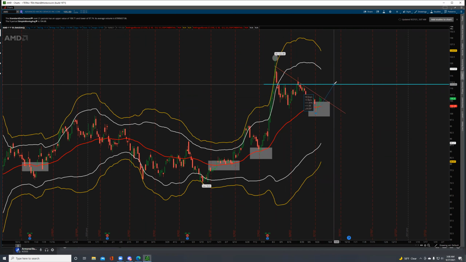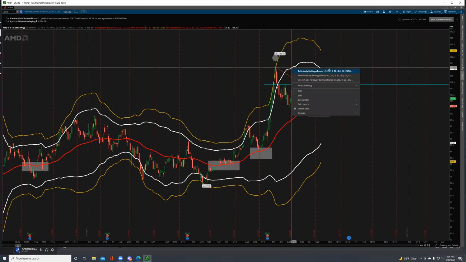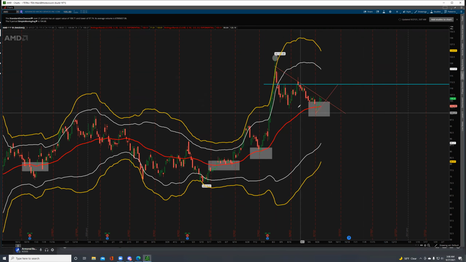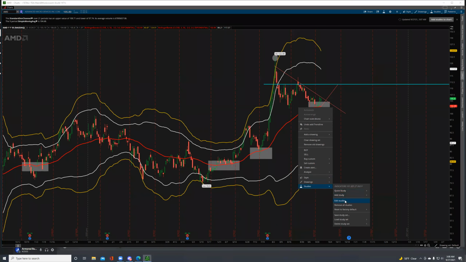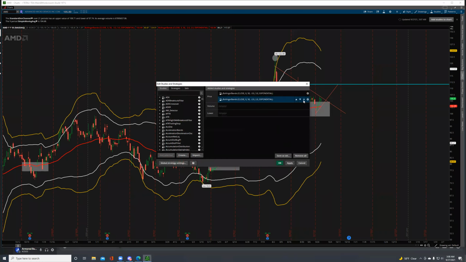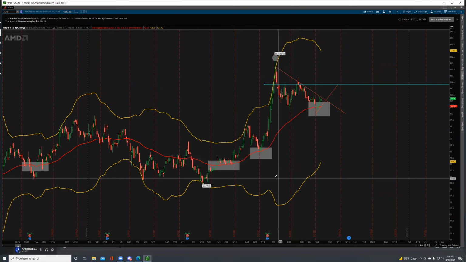But as far as the actual Bollinger Bands go, this is the normal deviation, which is the second, which I do not like. Once I remove this, I go to edit studies and get rid of the second deviation. And voila. Now we have a much cleaner signal chart of what we can actually do.